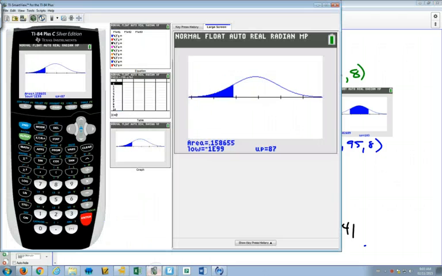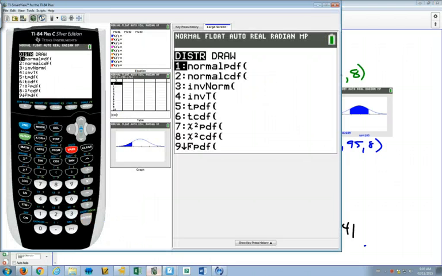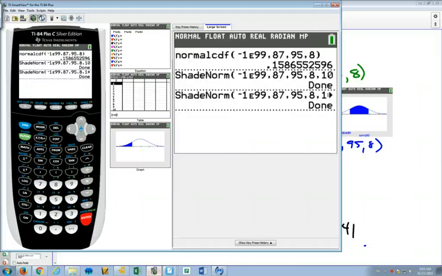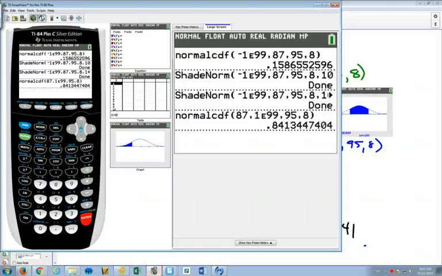Of course, you could do it with your calculator. Normal CDF. Now my lower one is 87. My upper one, if I want that to infinity, I'll use positive 1 e to the 99, comma, 95, comma, 8. And you'll get your percentage, 0.84134474404.